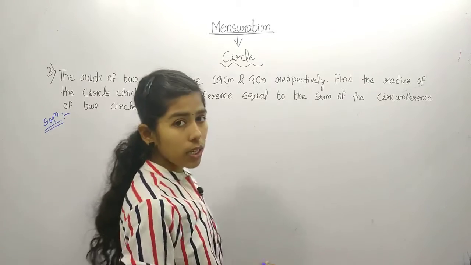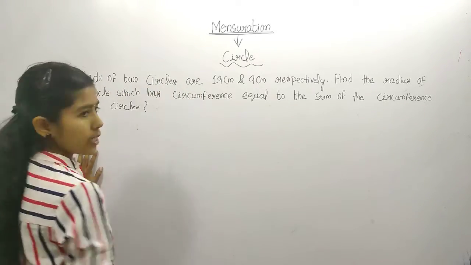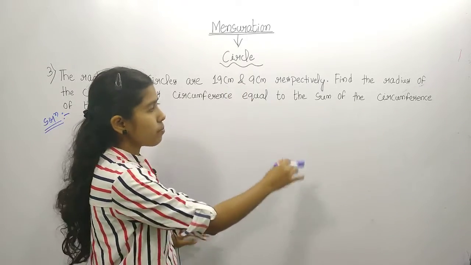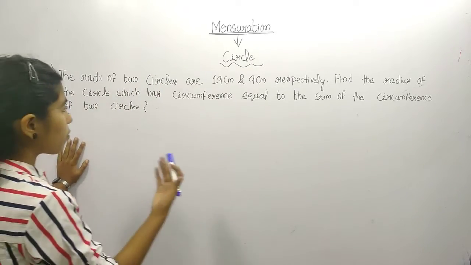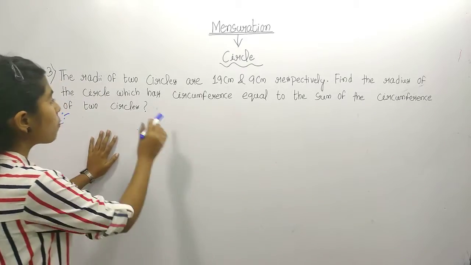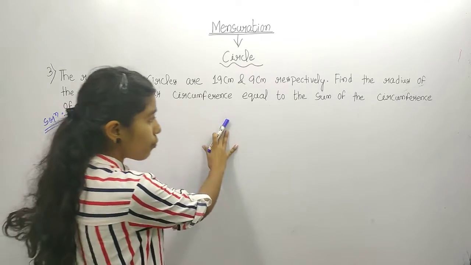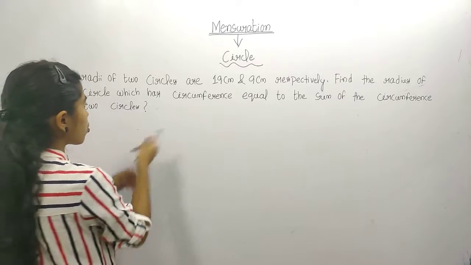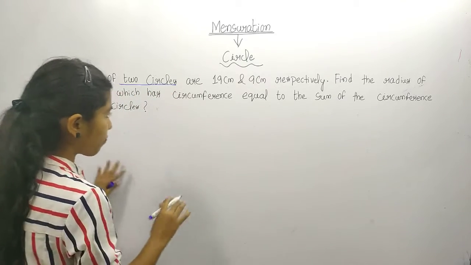So see, this is the next question. You see what is given in the question. Two circles are there. Their radii are 19 cm and 9 cm respectively. Find the radius of the third circle, whose circumference is equal to the sum of the circumferences of these two circles.